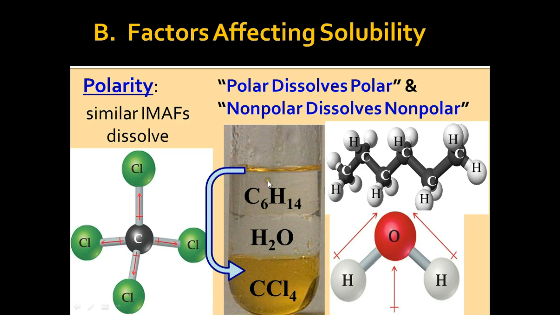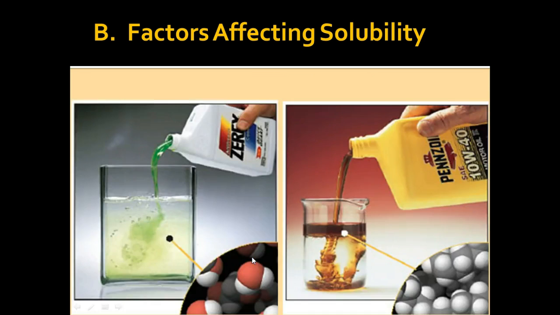So these two, if we have C6H14 and carbon tetrachloride together, they would dissolve. But right now this water is separating these two, and so they can't dissolve. Because remember, like dissolves like, so these are both nonpolar, but this one's polar, so that's why it's split up.